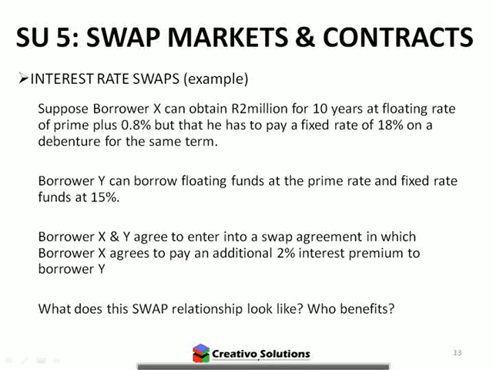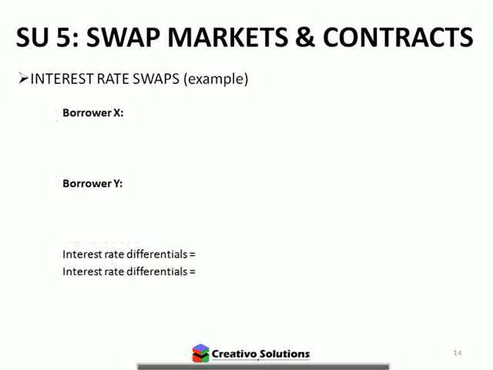Okay, so here's an example. Suppose borrower X can obtain 2 million for 10 years at floating. Borrower Y can obtain floating at prime, and a fixed rate of 15. Borrower X and Y agree to enter into a swap in which borrower X agrees to pay an additional 2%. I want to know what the swap relationship looks like and who benefits.